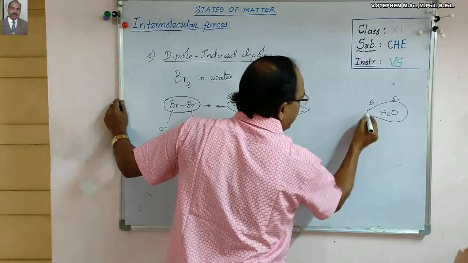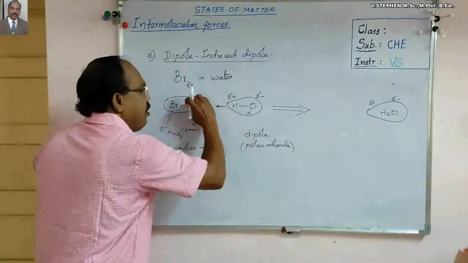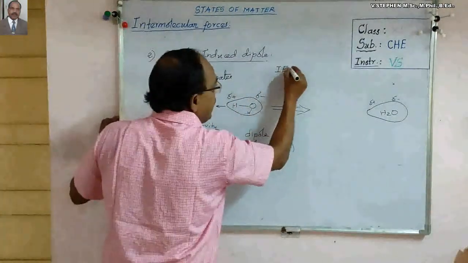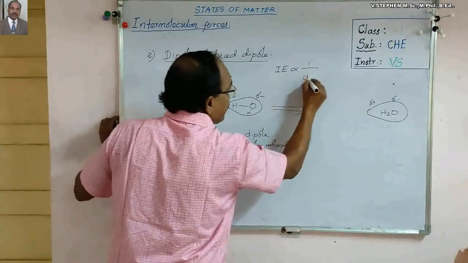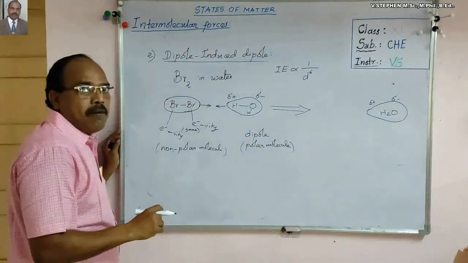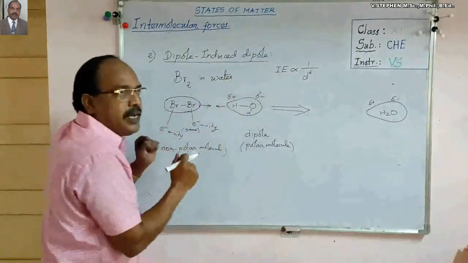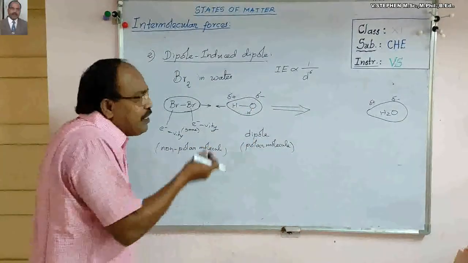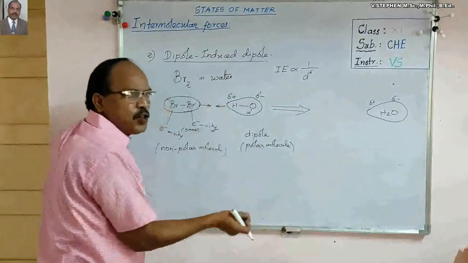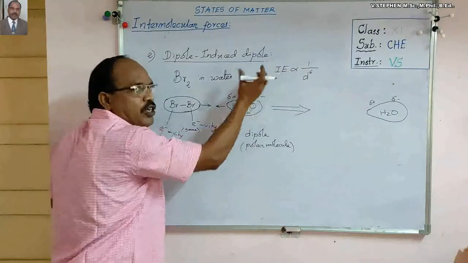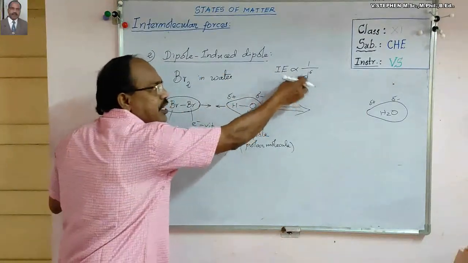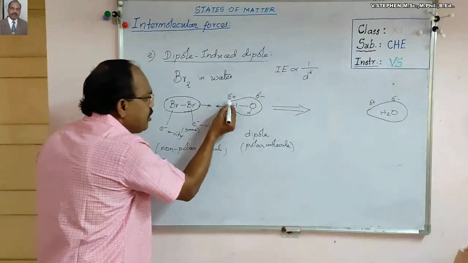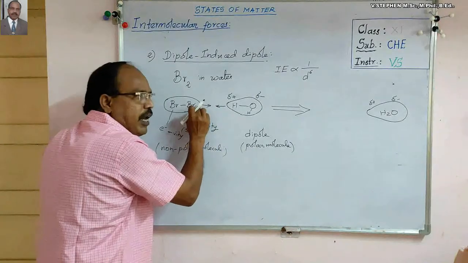So what happened? This positive charge will pull when they come closer. Here also, the interaction energy depends on the distance raised to the power 6 in the denominator. You can understand it mathematically. If the distance is very, very small, only then will this be somewhat stronger. So it should be very close. When they come very close, this positive end will definitely attract some electron cloud from here.